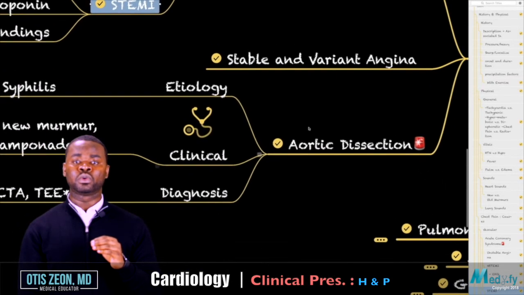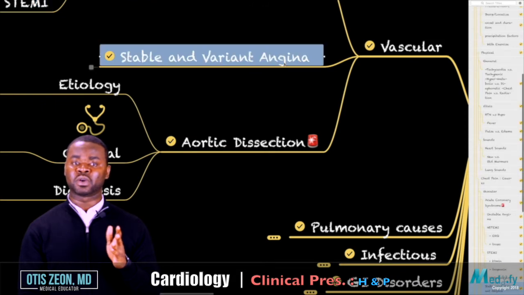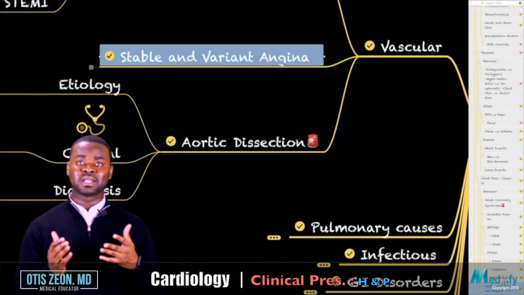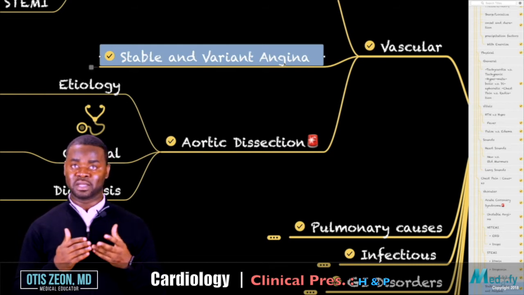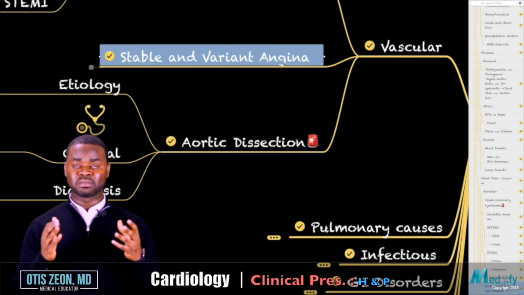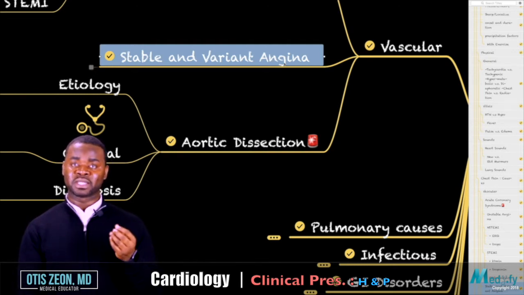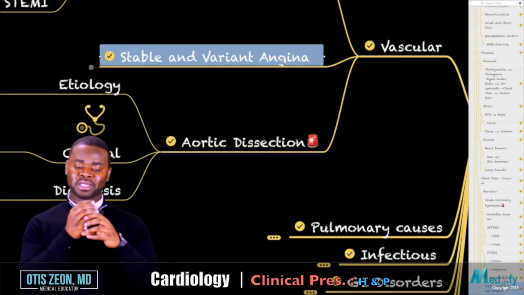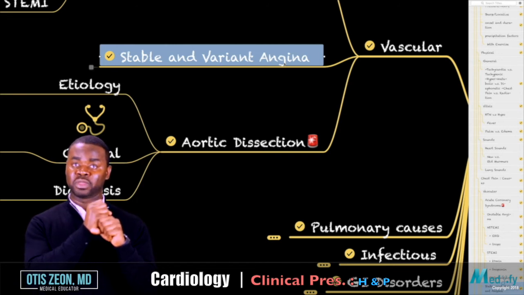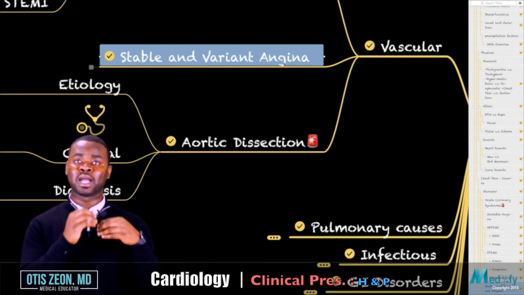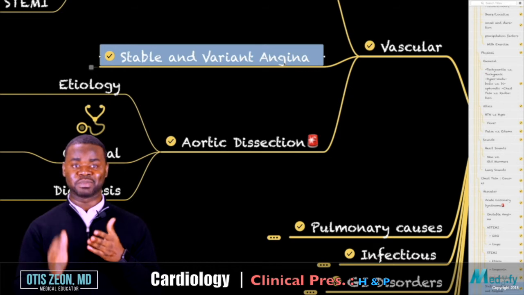Then you continue and say, well, in terms of the vascular causes, variant versus stable angina can cause that as well. Variant angina, another name is Prinzmetal angina, is a form of coronary vessel spasm that leads to angina. You have stable angina, which again is chest pain, but this is happening secondary to a stable plaque within the coronary vessels that leads to hypoperfusion of the heart, leading to chest pain.